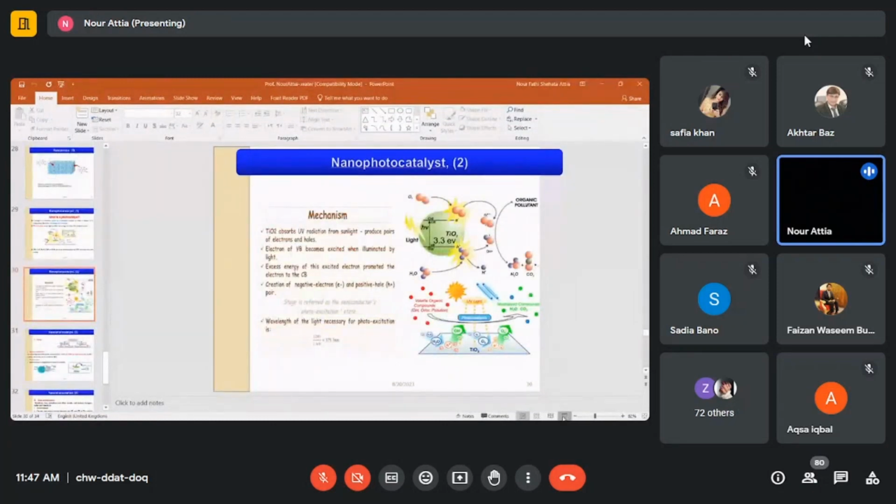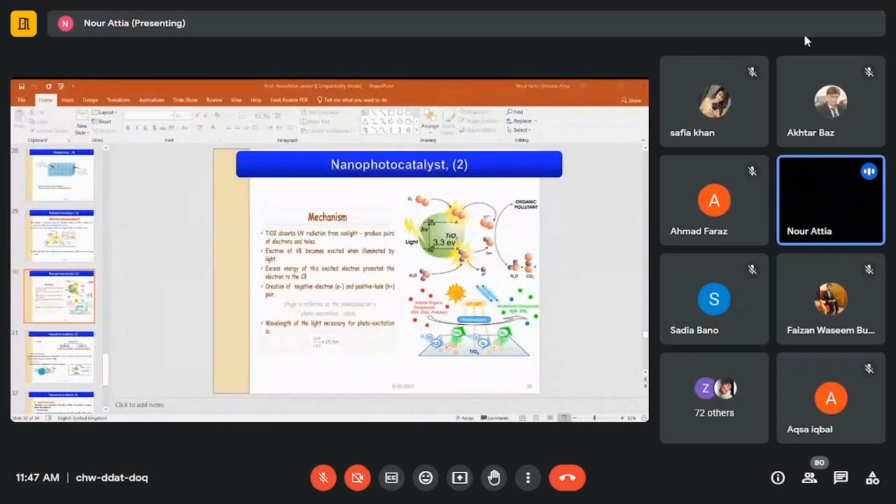This is the mechanism actually. Titanium absorbs UV radiation from sunlight and produces pairs of electrons and holes. Electrons from the valence band become excited when illuminated by light. The excess energy promotes the generation of negative electrons and positive hole species. The hole is responsible for the oxidation of water, producing OH radical and H positive, and the other one, oxygen species radical also. All of this we call active oxygen species. It will go to the organic pollutant and degrade it to carbon dioxide and water. That's all.